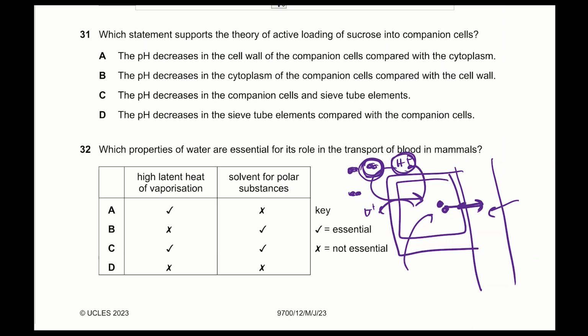sieve tube elements. So let's see the suggestions that we have here. A, the pH decreases. So this is correct. In the cell wall of the companion cells compared with the cytoplasm. So this is correct, because hydrogen ions are actually pumped into the cell walls. Therefore, the answer is going to be A.